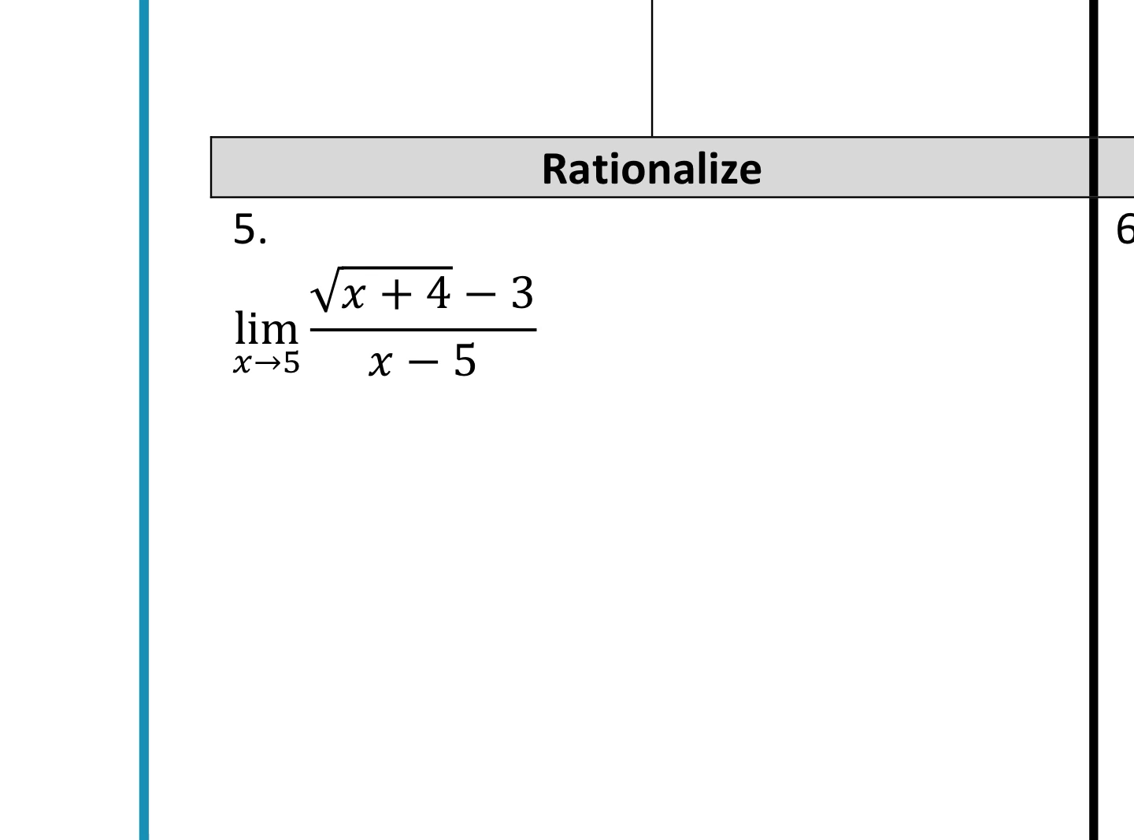So we're going to do the same thing as we always do in rationalizing, which is we're going to multiply by the conjugate. What's the conjugate of this on top? X plus 4, what? Plus 3. And we're going to do that to the top and the bottom.